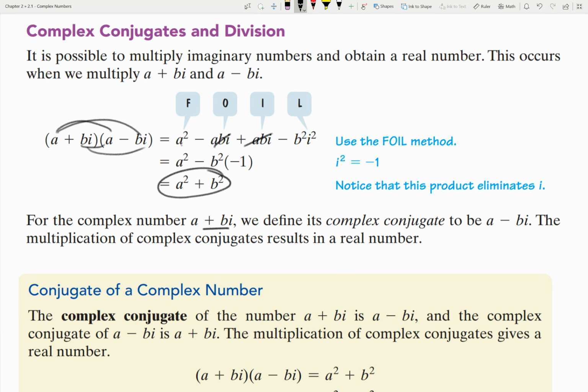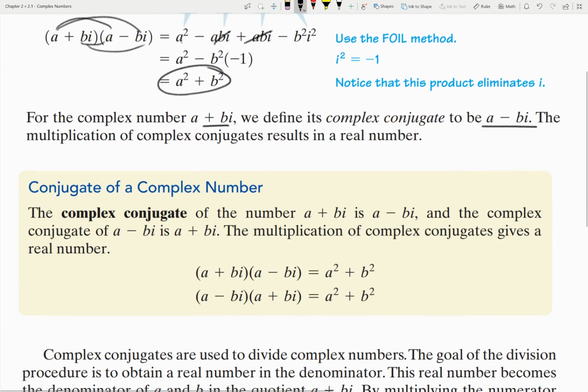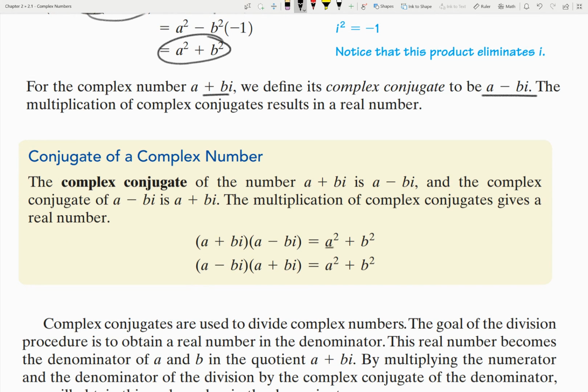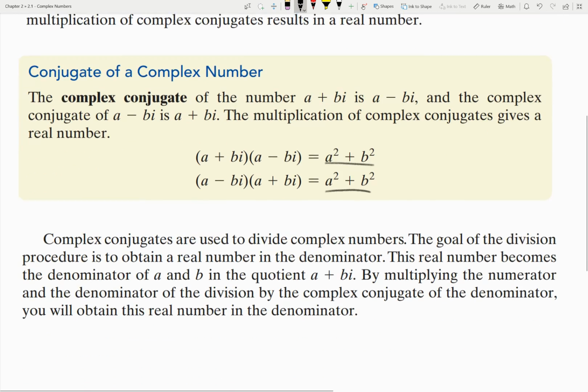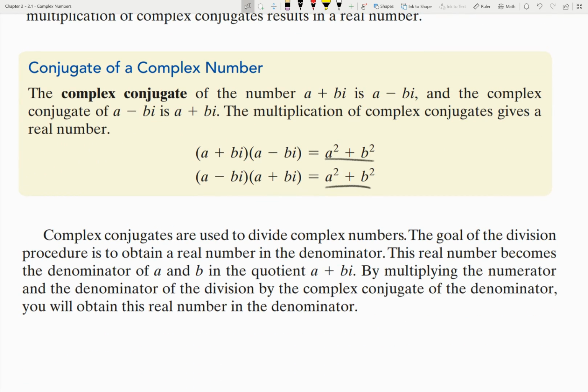So for a number a plus bi, the conjugate is always going to be a minus bi. And in both cases, whether it's a plus then a minus, or a minus then a plus, you're always going to get a squared plus b squared. As a shortcut, you can just jump right to that. Okay? And so complex conjugates can be used to divide complex numbers.